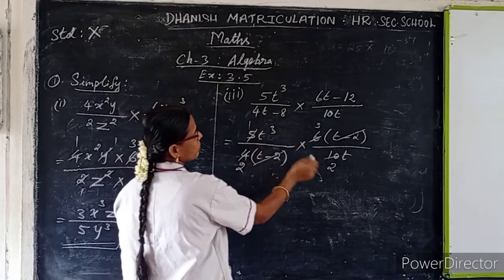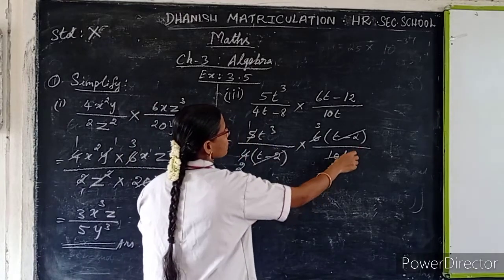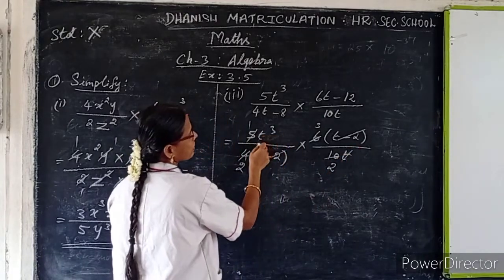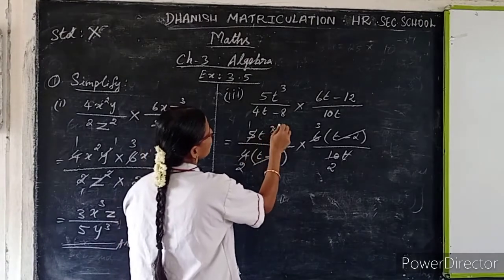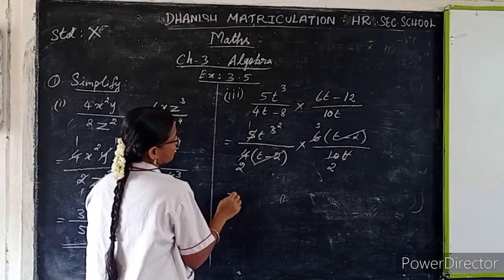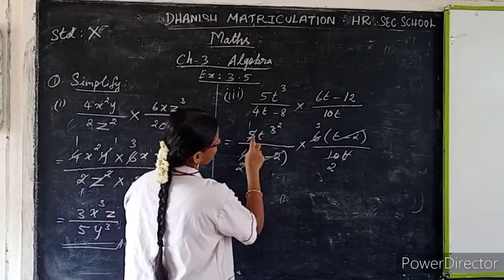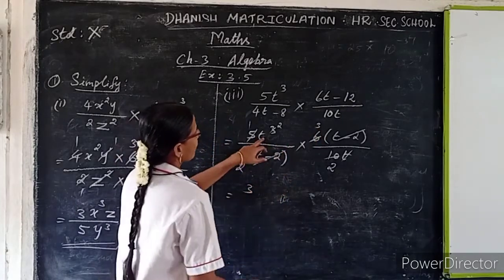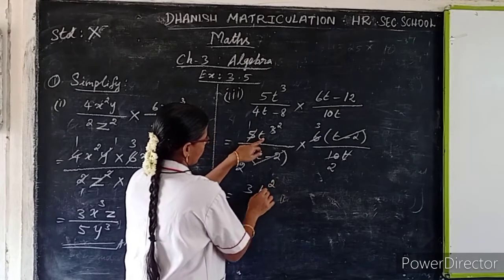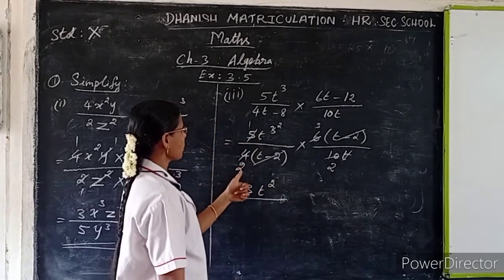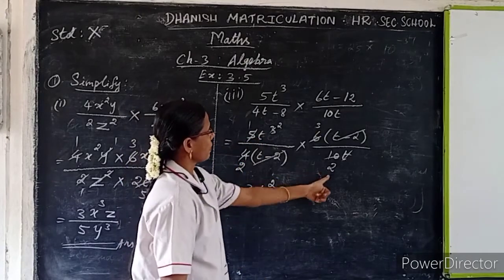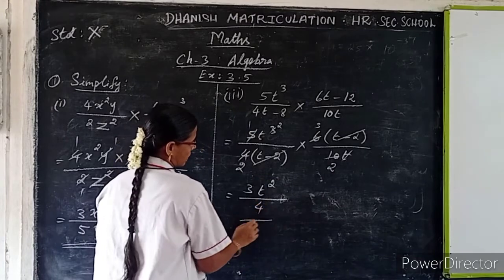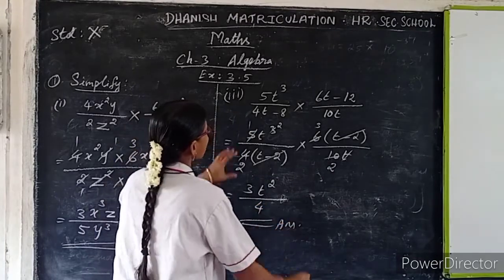Here t cube, here t power 1. So from this t cube, t square is there. So what are the constant terms? This 3, t square. This is the numerator. In the denominator here 1 2, here 1 2. 2 2s are 4. This is the answer for this question.